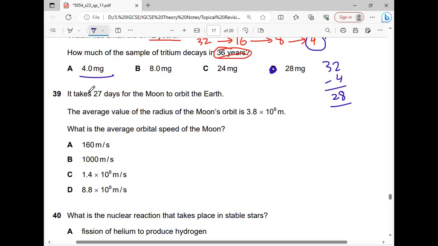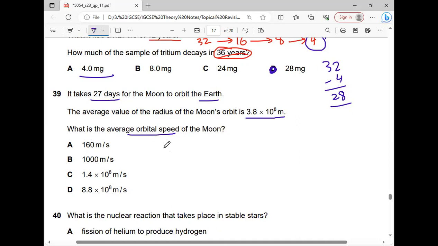Okay. The next question is related to space science, the newly added topic. It takes 27 days for the moon to orbit the earth. The average value of the radius of the moon's orbit is 3.8 times 10 raised to power 8 meter. What is the average orbital speed of the moon?